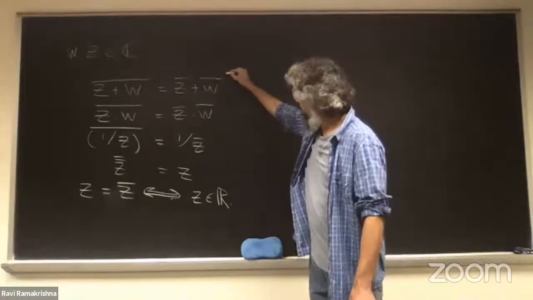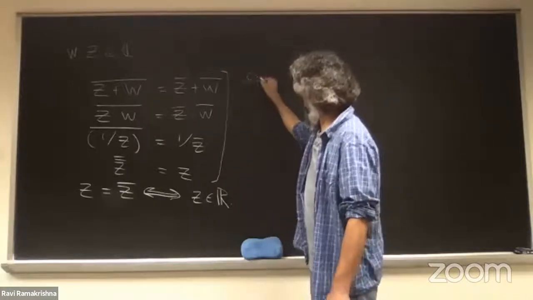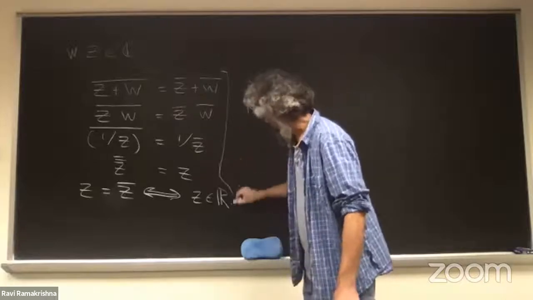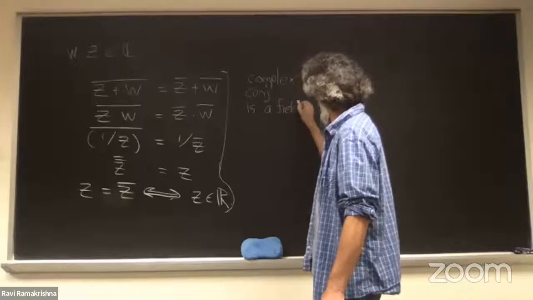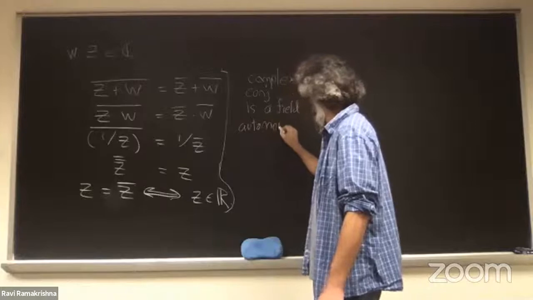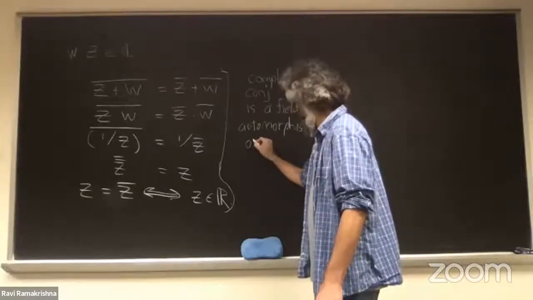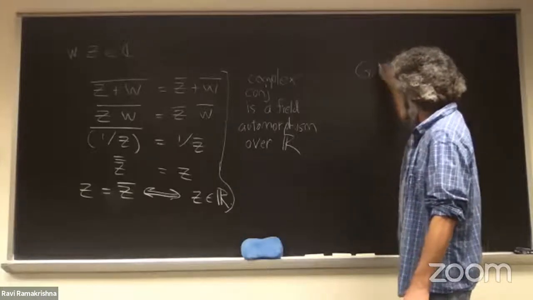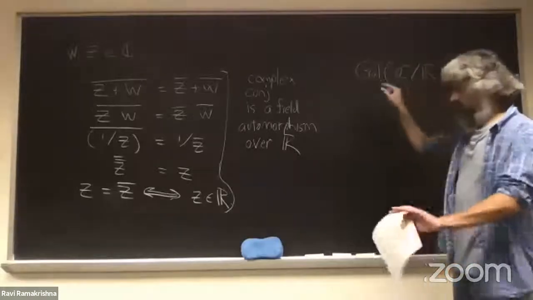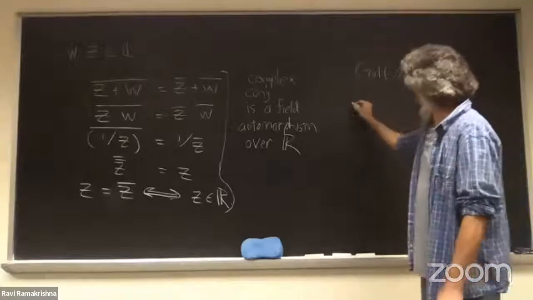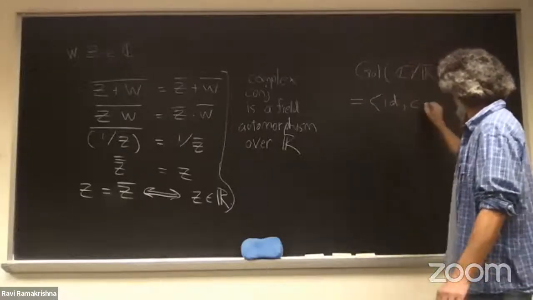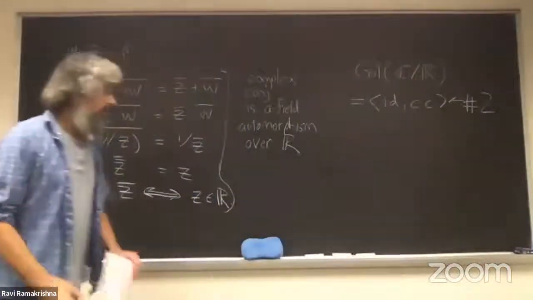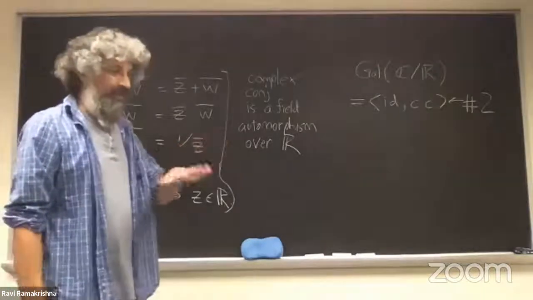Now, what these say is that complex conjugation, maybe I'll even include this, is a field automorphism over the real numbers. Or another way of putting it is the absolute Galois group of C over R. There's a little more work that you have to do for this next statement, equals the identity map and complex conjugation. And its order is 2.